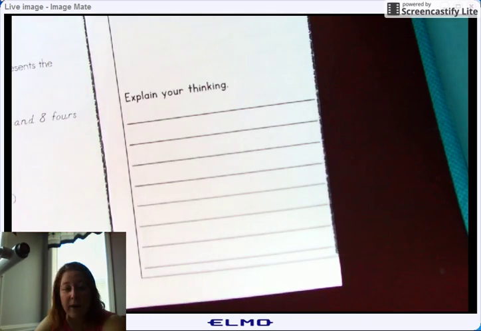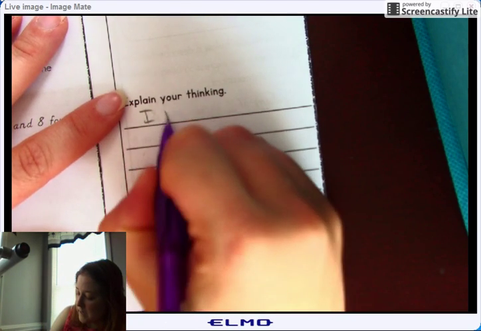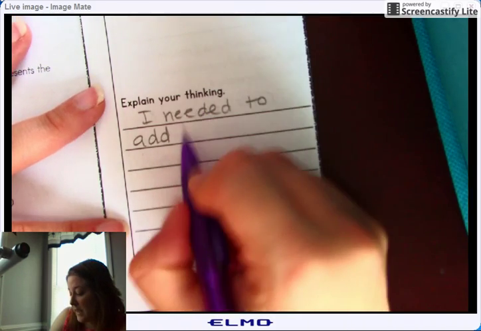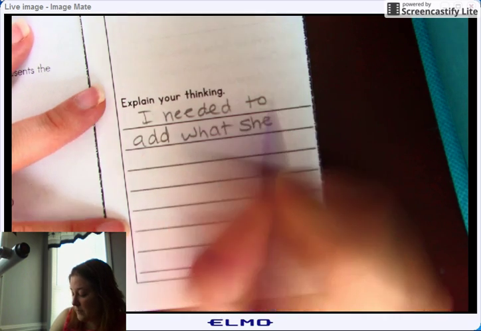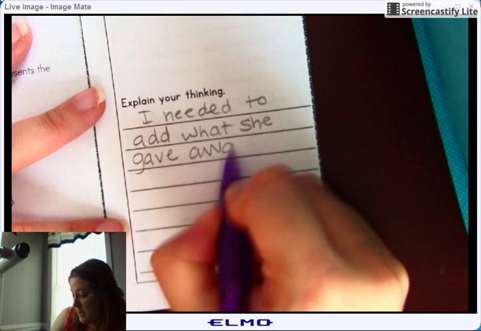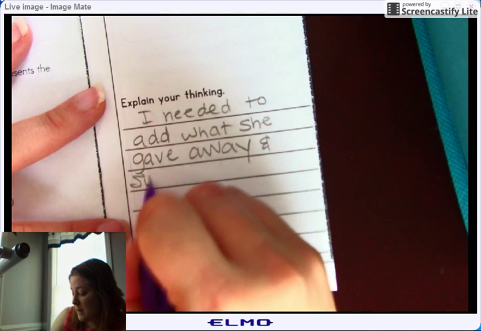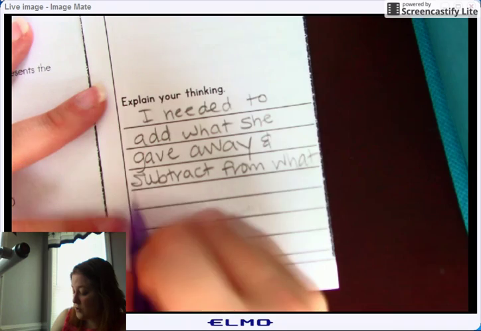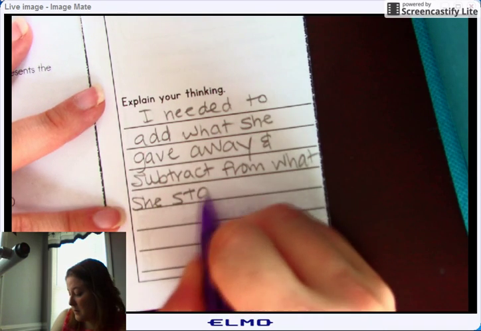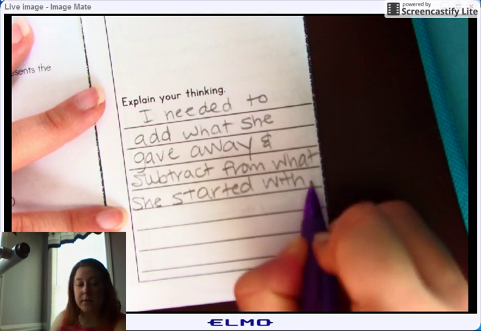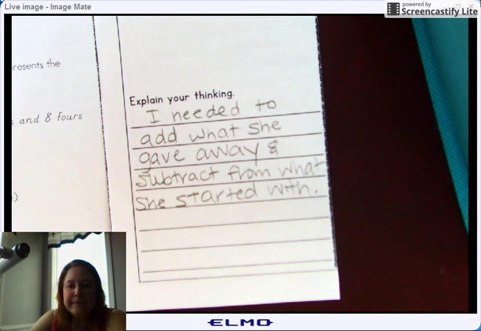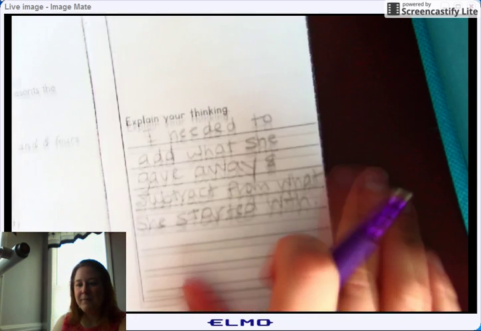So my thinking was that I needed to add what she gave away, and subtract from what she started with. So take a moment. Okay.